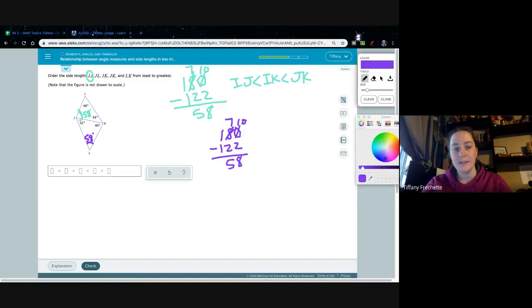All right, so 58 is our smallest. I'm going to go across, and I have JK is less than JL. I think they did, yep, they did do JL. Sorry, I was looking at the list up here. And then 62 is the biggest one, so this would be LK. I'm putting it in the same order that they're listing it in, but like I said, it shouldn't matter if you put KL or LK.